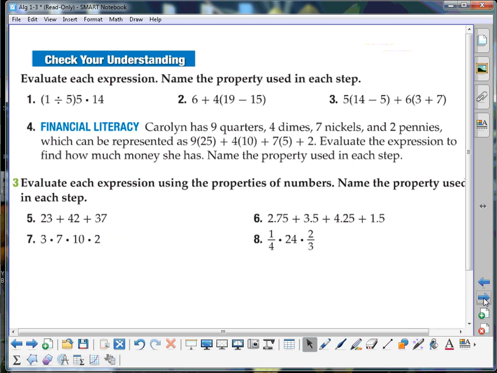Here is your practice for tonight. Problems 1 through 8. We will put these on the board tomorrow, so be thinking which one of you guys would like to do which problem. And good luck with this.